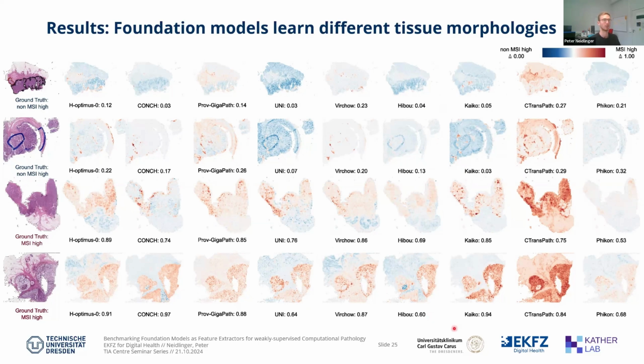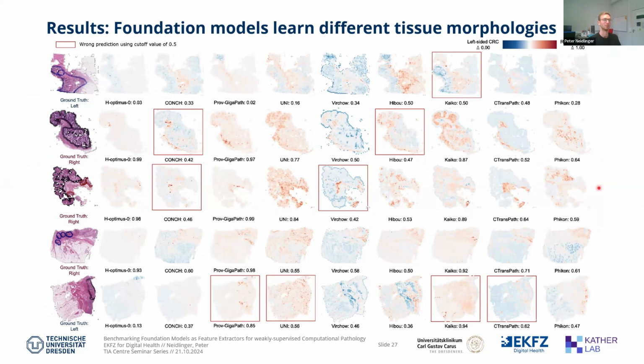I also looked at CRC sidedness, and here are also some examples where the models predicted the wrong class with a cutoff of 0.5. And again, this time some other models that focus on pen marks. But that's about all I could find from these heat maps.